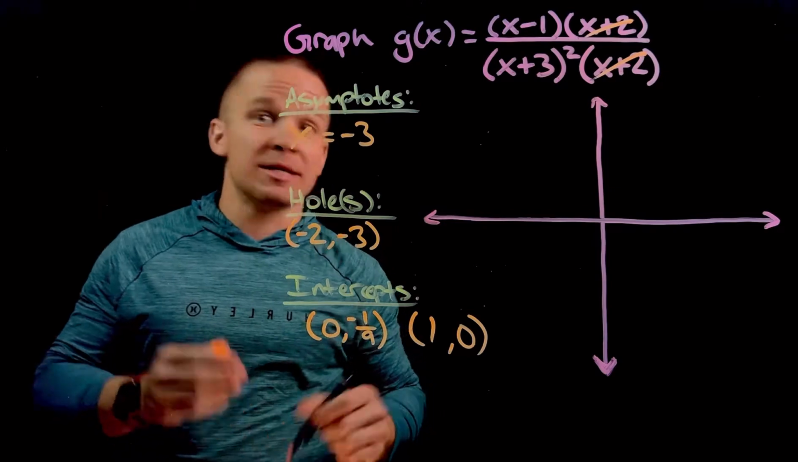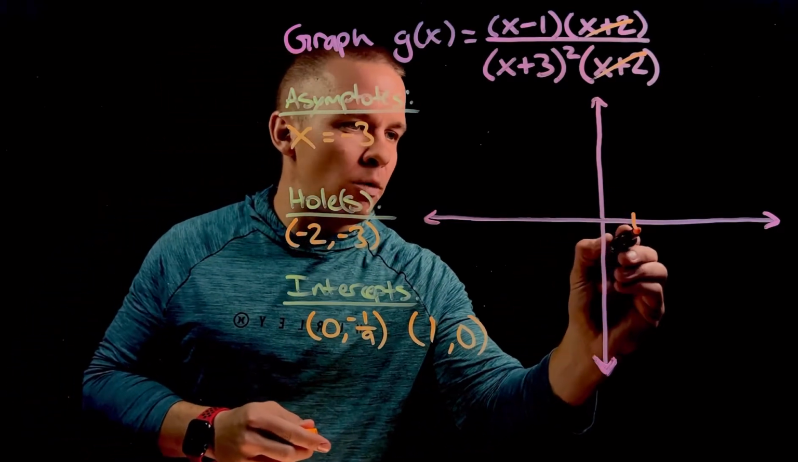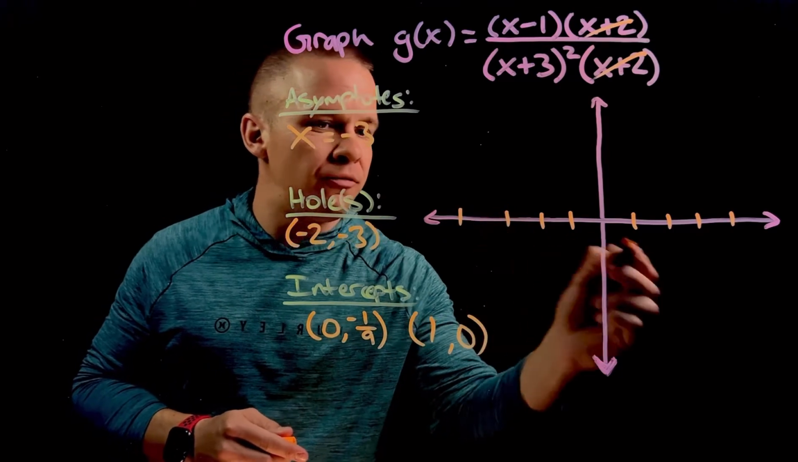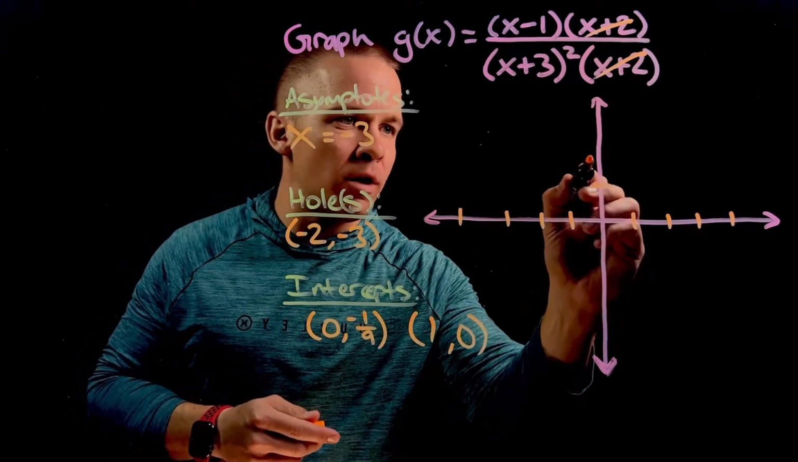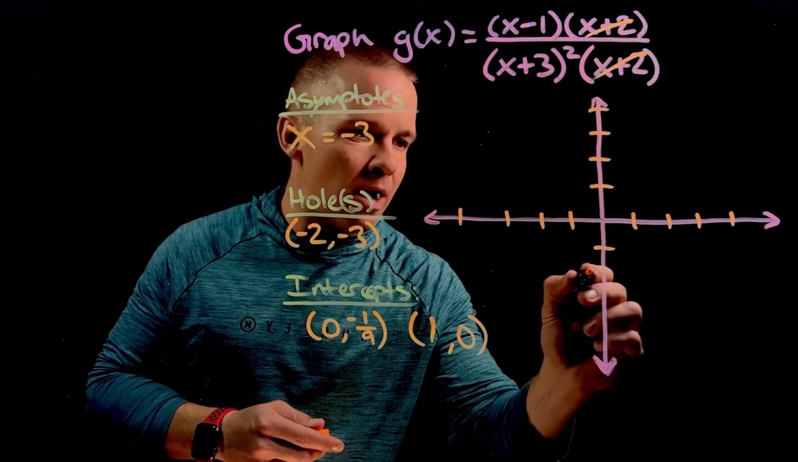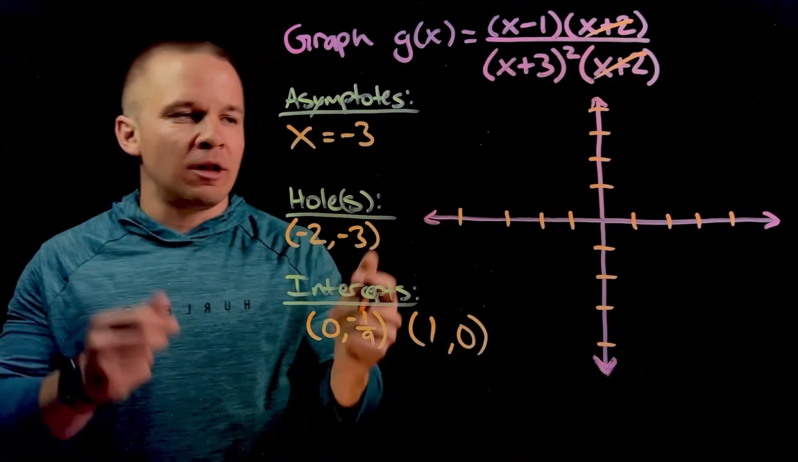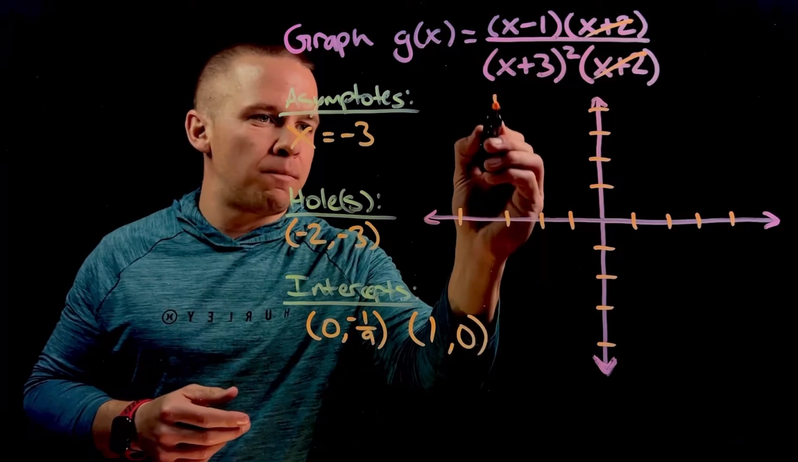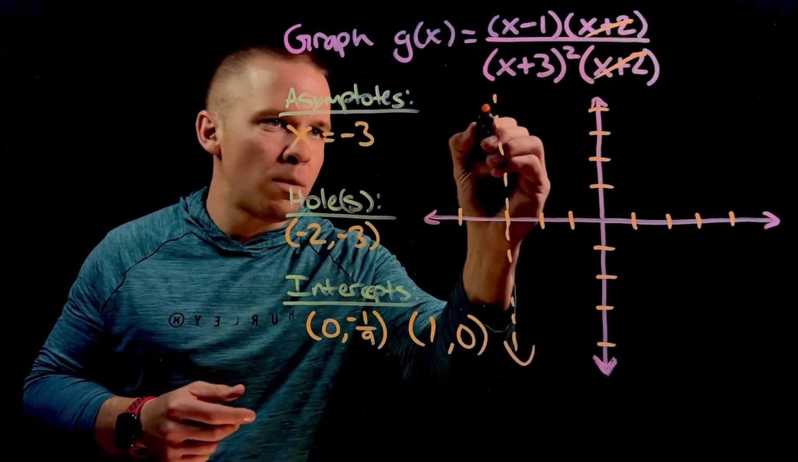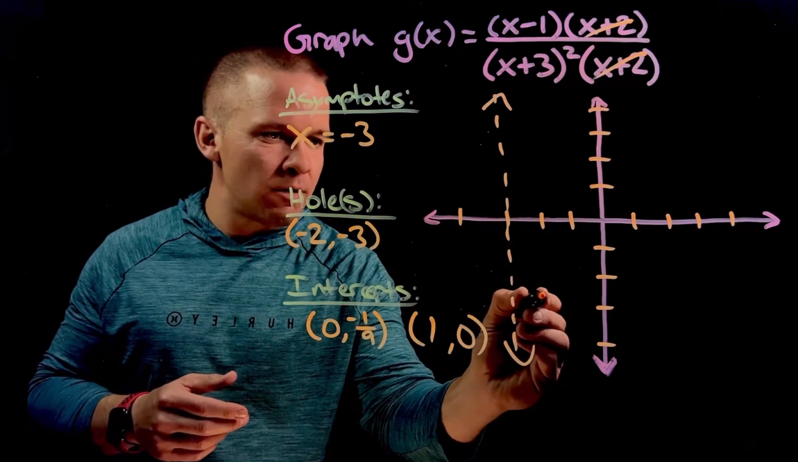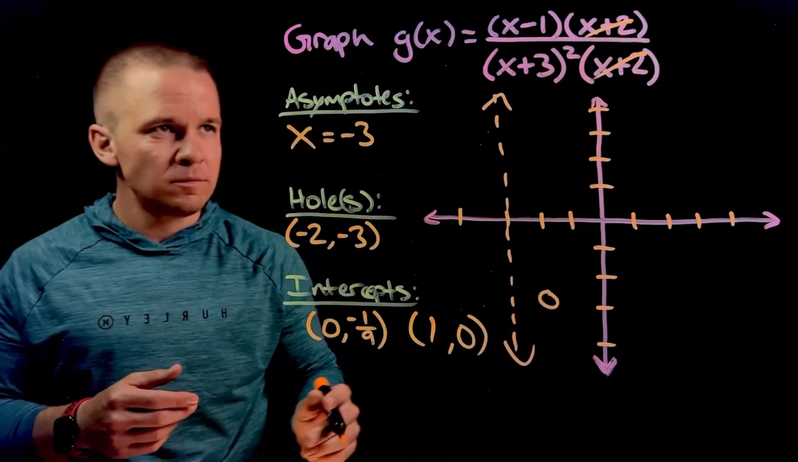Let's plot some of these things, shall we? So I'm going to scale this out. 1, 2, 3, 4. A lot of times they leave these graphs open-ended for you so that you can scale accordingly. And I'm going to do that right now. Oh, that looks wonderful with the orange. I love it. All right. Vertical asymptote at x equals -3. Pop that guy in right here. Boom. Hole, -2, -3. That's going to be right down here.